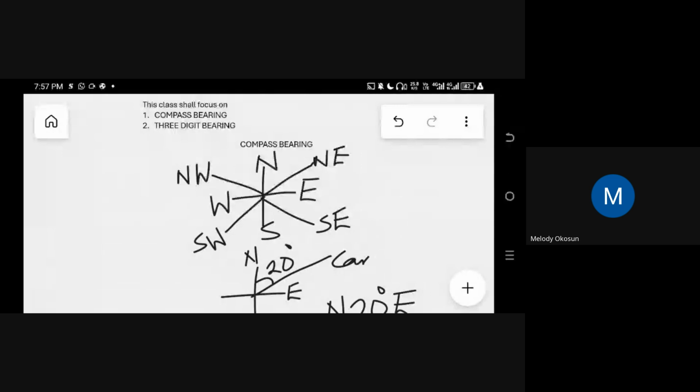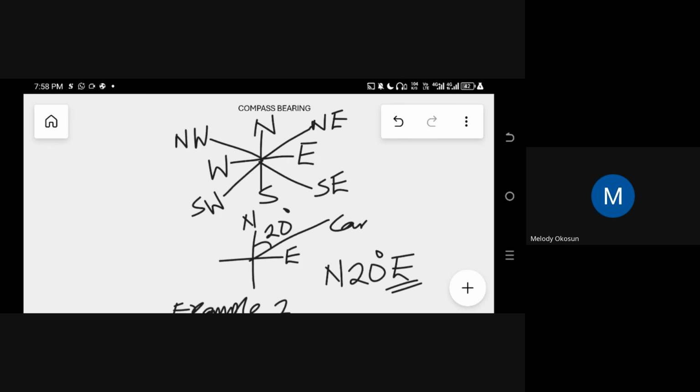If you have an angle that is not touching your north, make sure you subtract that angle from 90 to touch the north before you say north so and so degrees east or north so and so degrees west. If you have an angle that is not touching your south, make sure you subtract it from 90 so that it touches your south. When you now have the balance that touches the south, then you can say south so and so degrees east or south so and so degrees west.